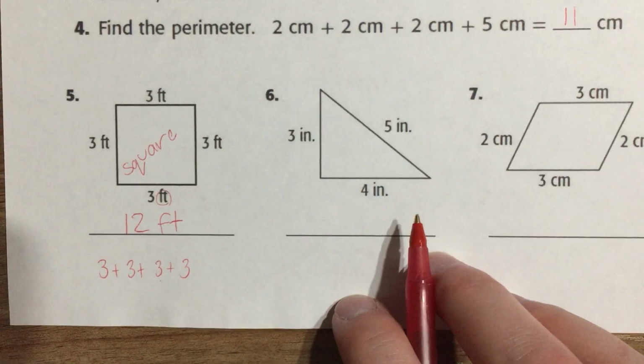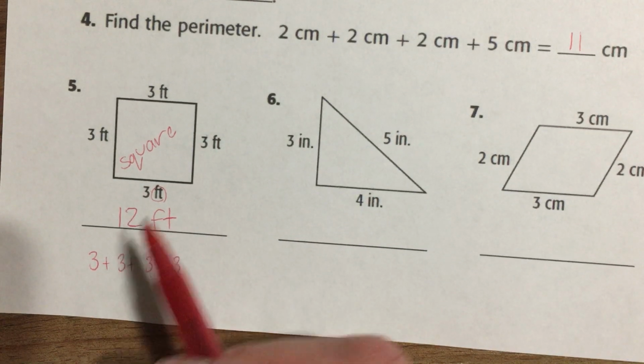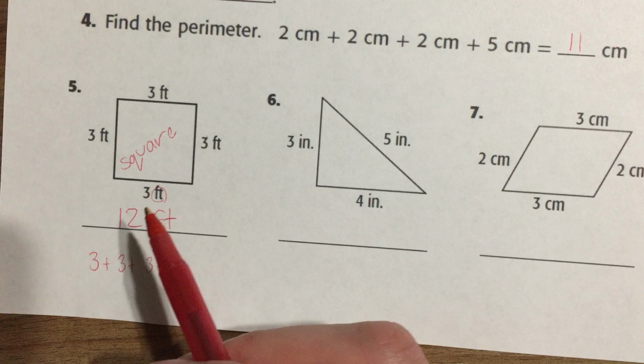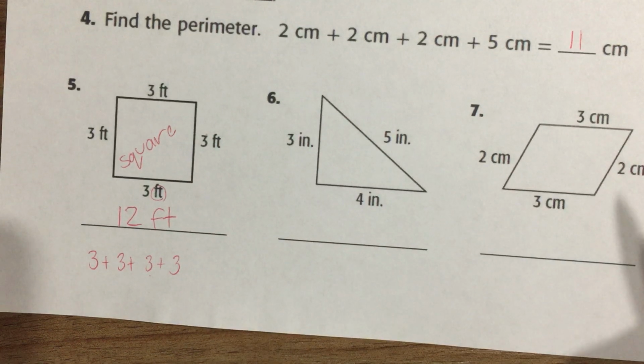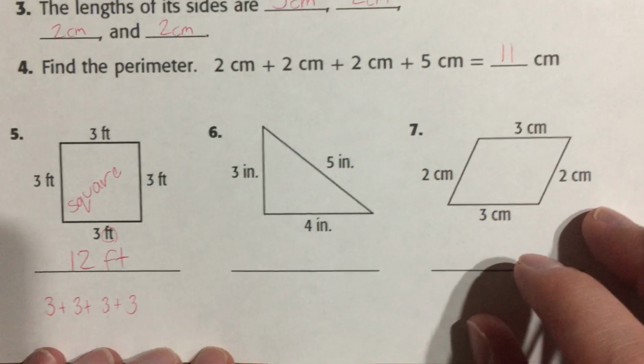Very important, because if we only put 12, anybody that's reading that might not know what we are talking about. Maybe it's 12 feet, maybe it's 12 inches. Maybe it's 12 kumquats. We don't know what it is unless we put the label on there. So 12 feet, very important.